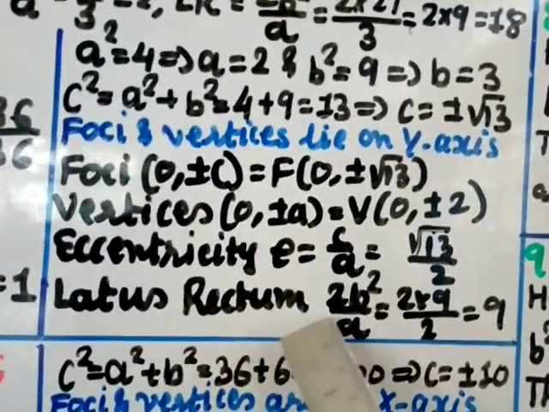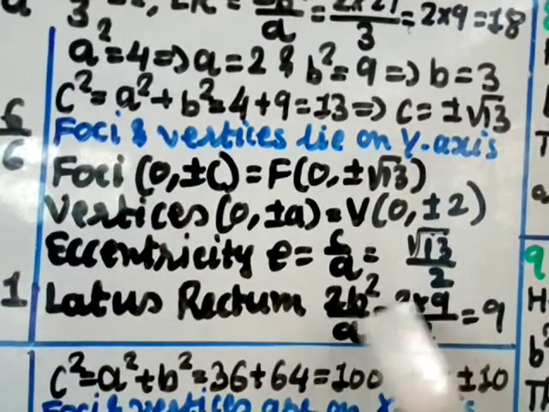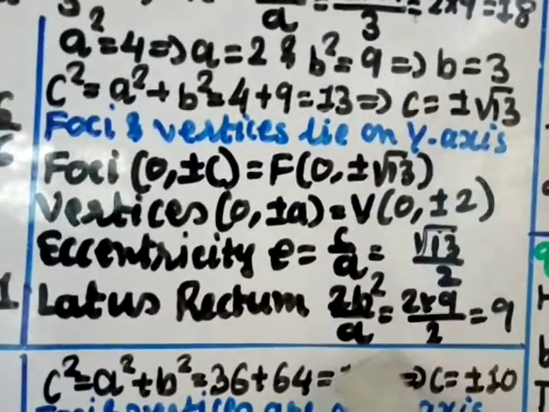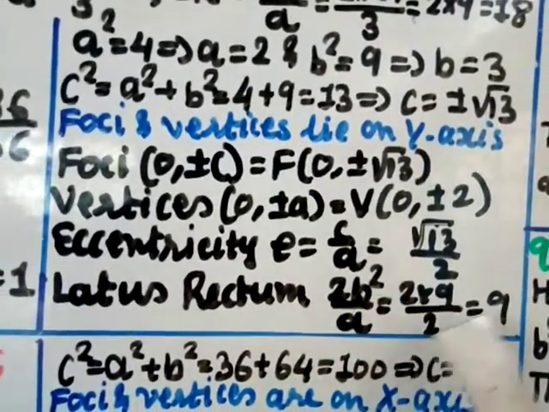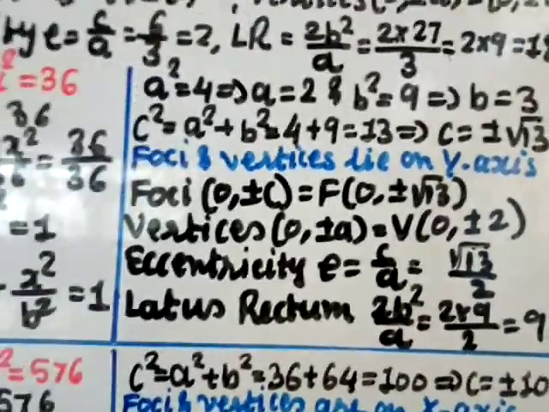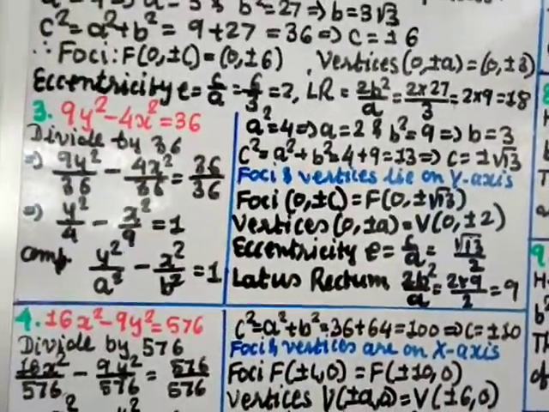Length of the latus rectum is 2b square by a, equal to 2 into b square. The b square value is 9, divided by a, that is 2. This 2 cancels, so we get 9. So that is the length of the latus rectum. That is the solution for question number 3.